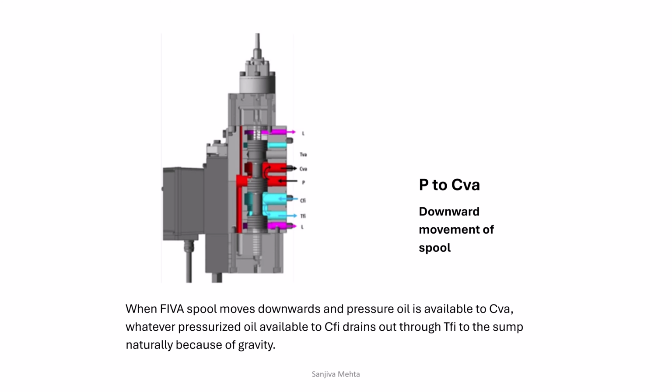When the FIVA spool moves downwards and pressure oil is available to CBA, whatever pressure oil was available to CFI drains out through the TFI. Whatever was remaining in TFI goes down to the sump. Now all the pressurized oil is available to the exhaust valve.